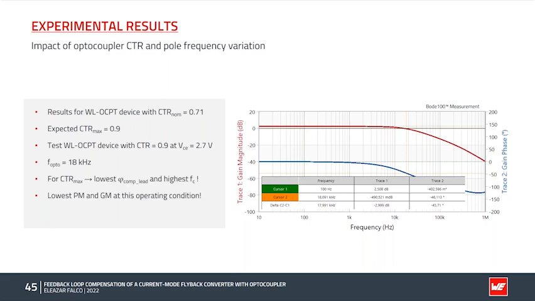Since the phase curve of the open loop response rolls off continuously, this combination of highest CTR causing the highest midband gain of the compensator, together with lowest pole frequency, will result in the highest crossover frequency and the lowest phase margin in the case of this design. And this can be taken in this case as the worst case. Let us see the results now for the two compensator design solutions at the maximum expected CTR of 0.9.